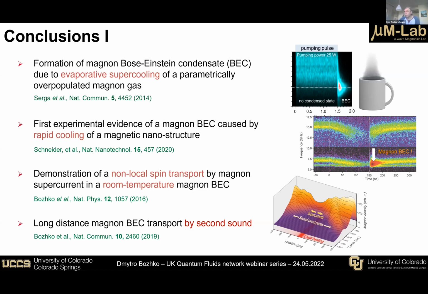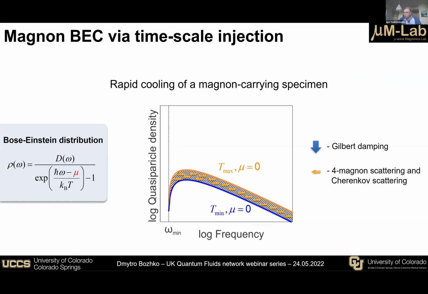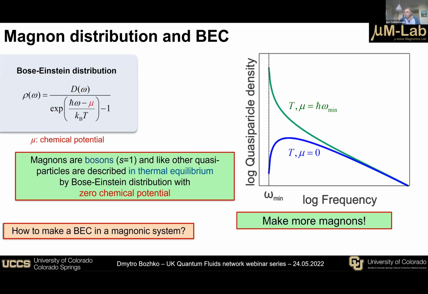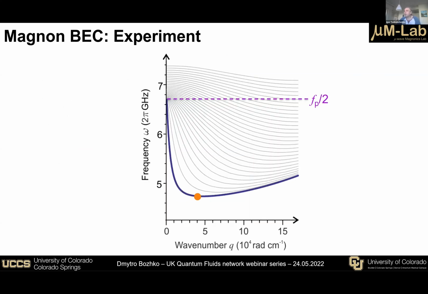Thank you, Dmytro, for a very interesting talk. I have a question which concerns the preparation of the BEC. You said that you create magnons at high temperature and then you cool down by evaporation. And you mentioned that you need a strong interaction between magnons, even nonlinear interaction. Why is that? Why do you need strong interaction between magnons to Bose-Einstein condense them?